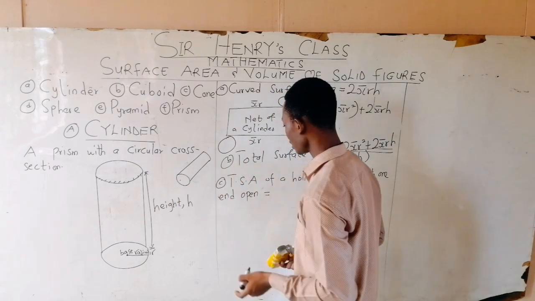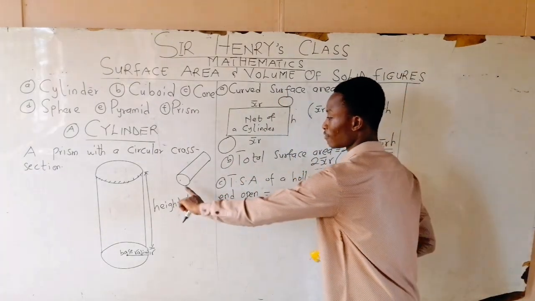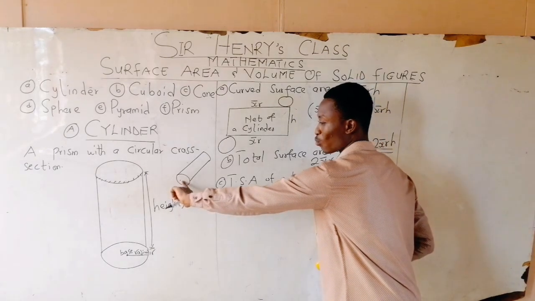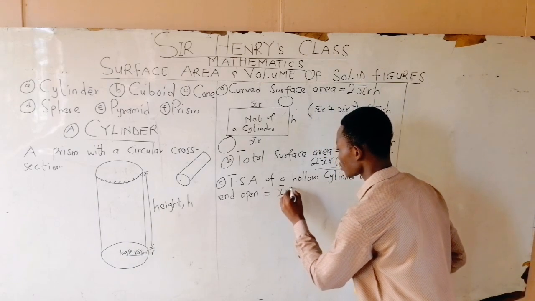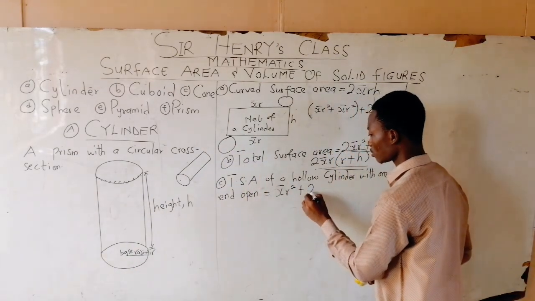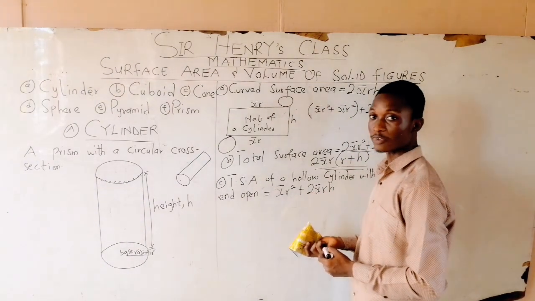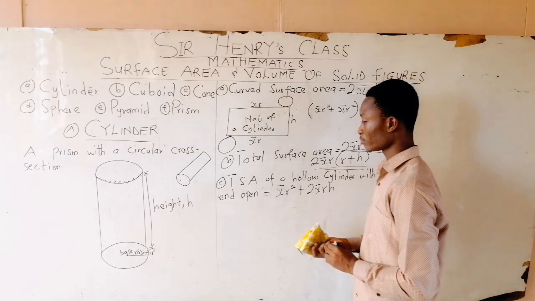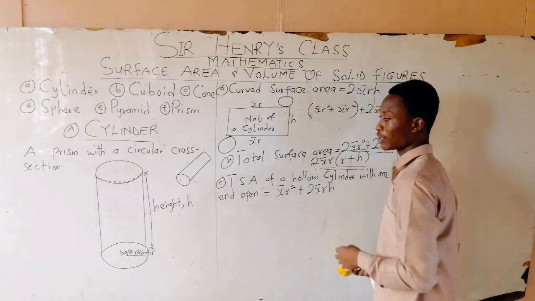So how do I find the total surface area of a hollow cylinder with one end open? First, I pick the area of the one circle that has been introduced. That is pi r squared, the area of it, plus the curved surface area, 2 pi r h. Very simple. Pick the area of one of the circles included and the curved surface area.